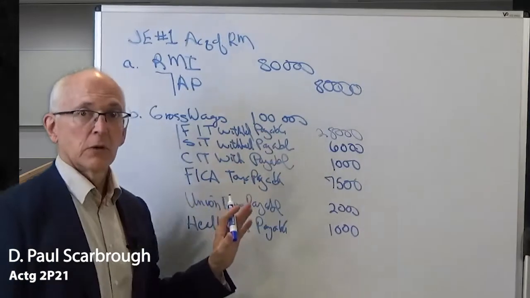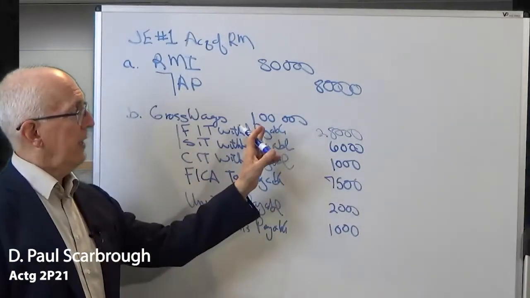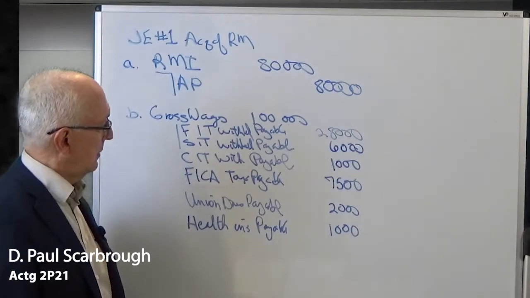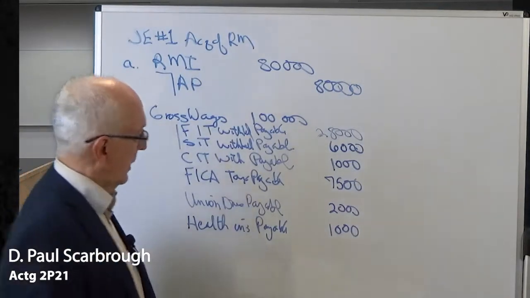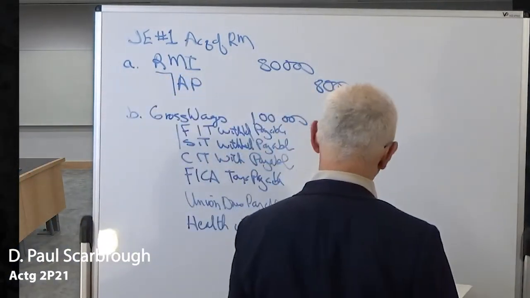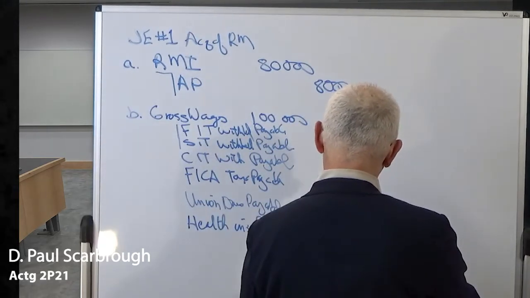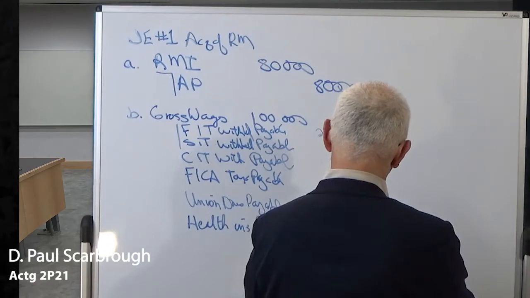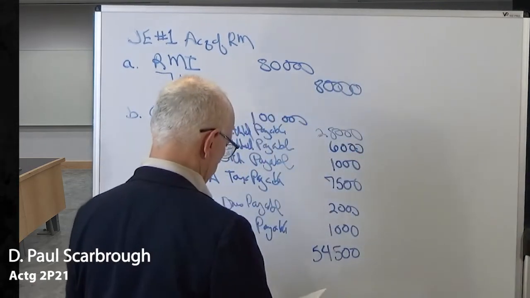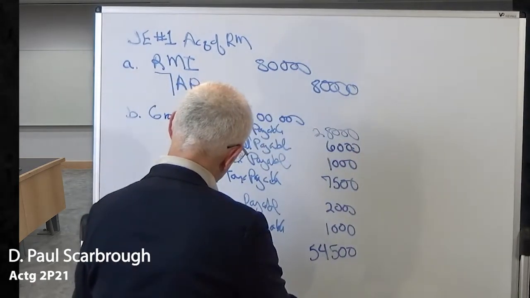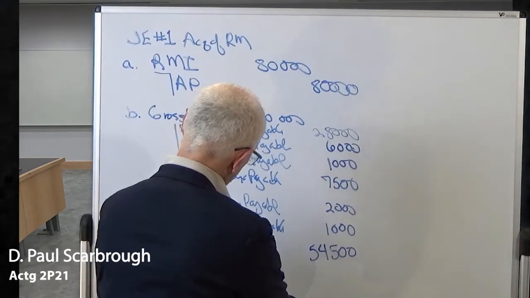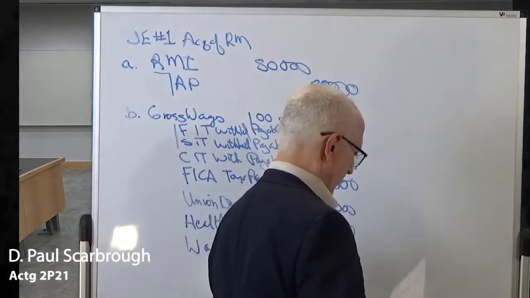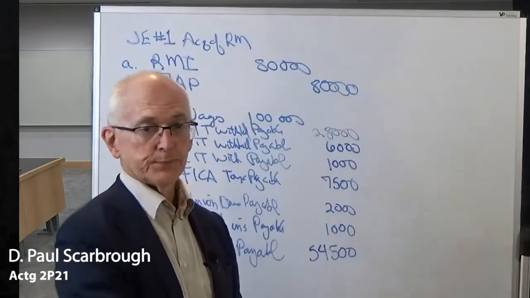Do our debits equal our credits? No, we got a $100,000 debit. We add these up. It's not going to be $100,000. So we have to see what's missing. What's missing is the amount we paid our employees, $54,500. And this would actually be wages payable.